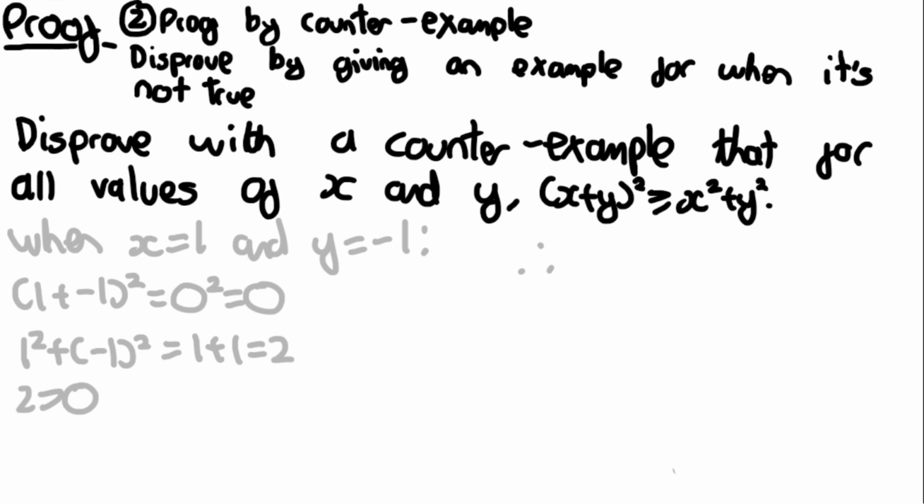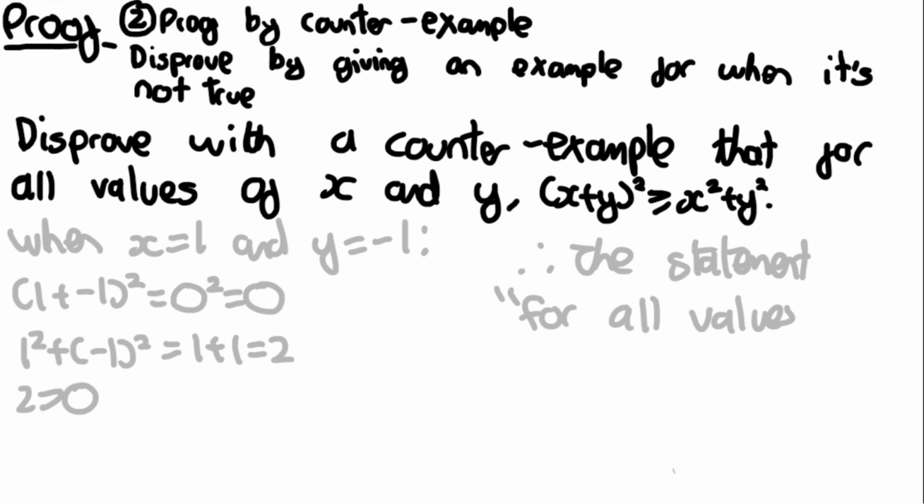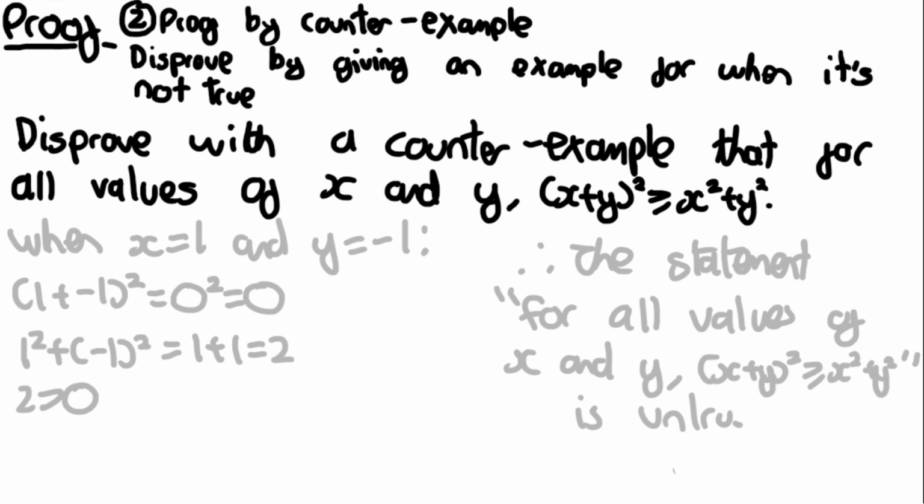So I'm just going to say therefore the statement for all values of x and y, x plus y squared is bigger than or equal to x squared plus y squared is untrue, and that would get you the marks.